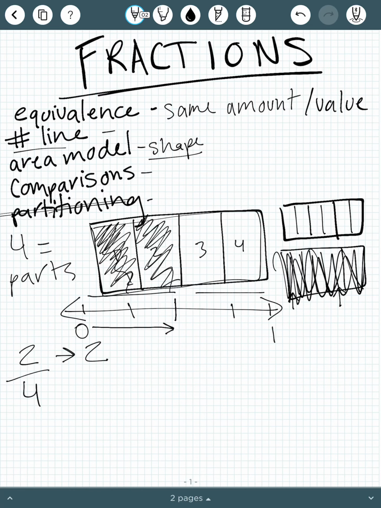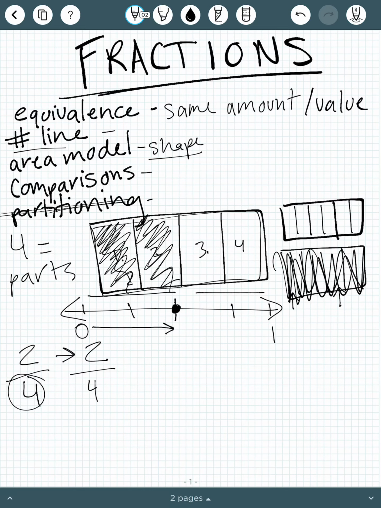And then the denominator always being the parts in the whole. So there are 1, 2, 3, 4 parts of the rectangle, and there are 4 parts dividing 0 and 1. So then we would know that 2/4 on the number line would be right there. So that's how you would show the number line or area model with just identifying a fraction.